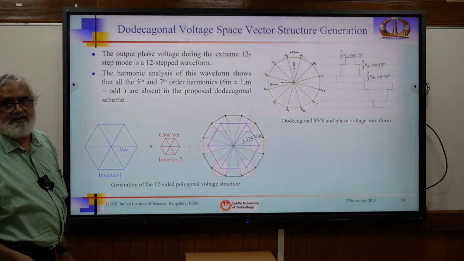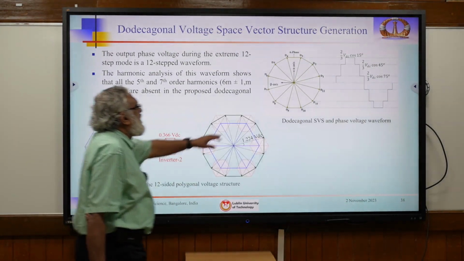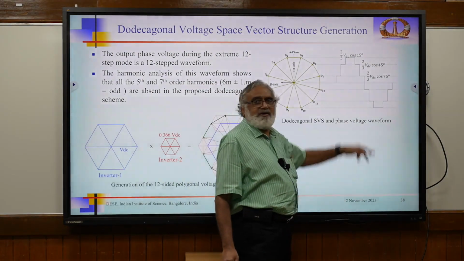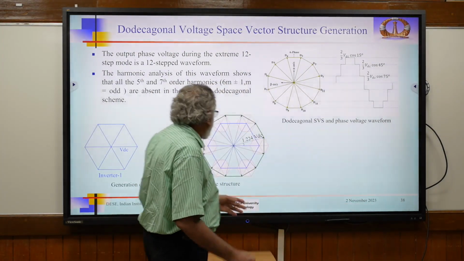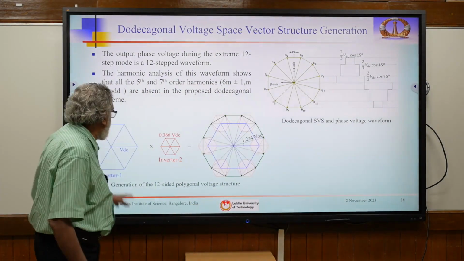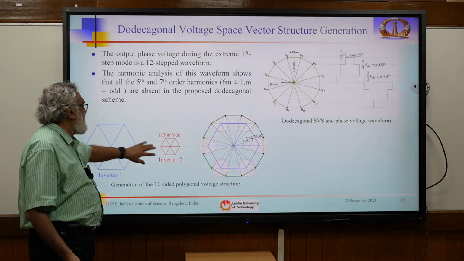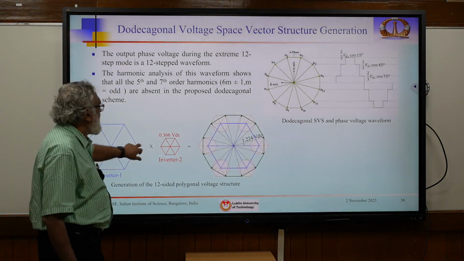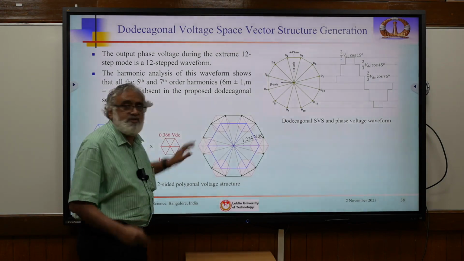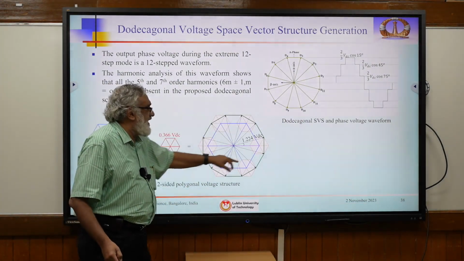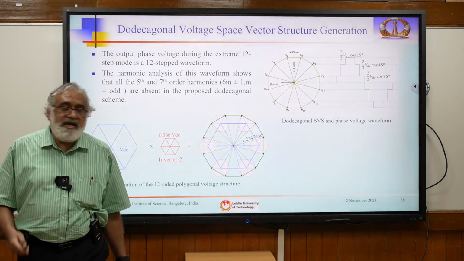See, this is the 12-sided structure. What is the advantage? Instead of 6-step mode operation, you get a 12-step mode operation. So all the 5th and 7th order harmonics will be absent. How to generate that? See, this is the space vector, this is the space vector. So every vector, we can put this one. These two are independent. While putting this, you get a 12-sided structure. That is the advantage here.